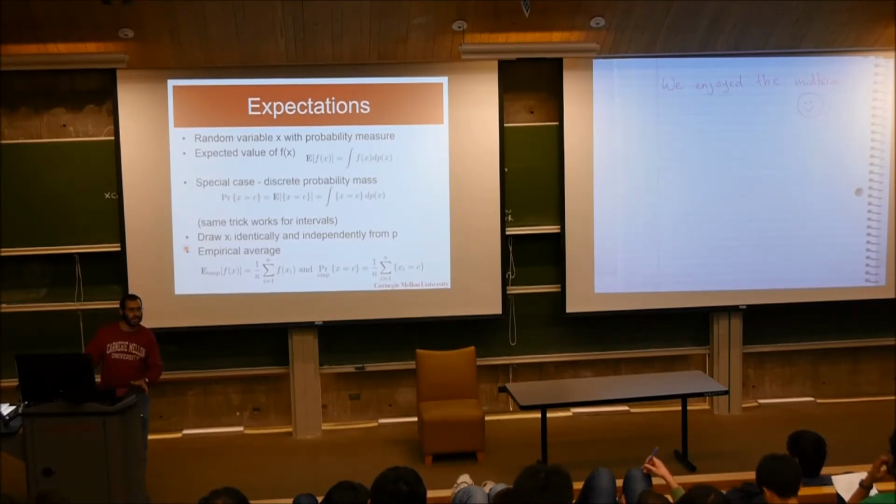By the way, if x is a continuous random variable, for example a Gaussian, what's the probability that x is equal to 0? 0. That's true.